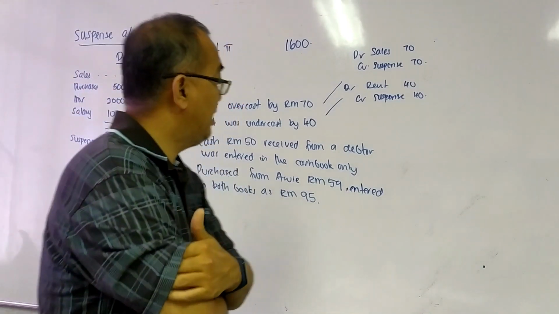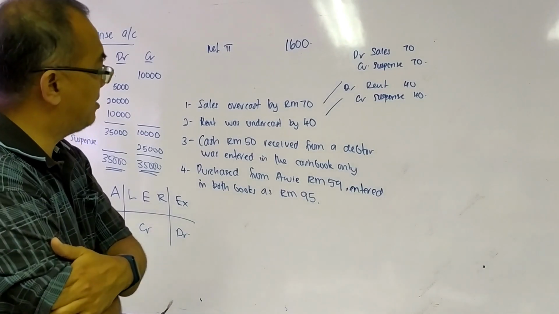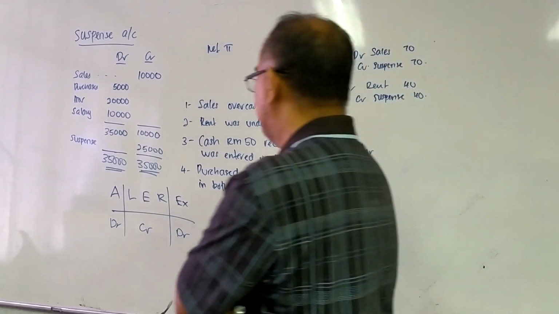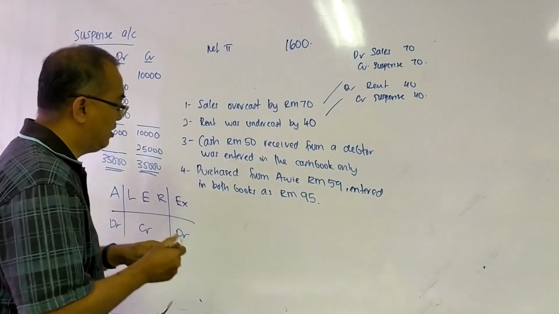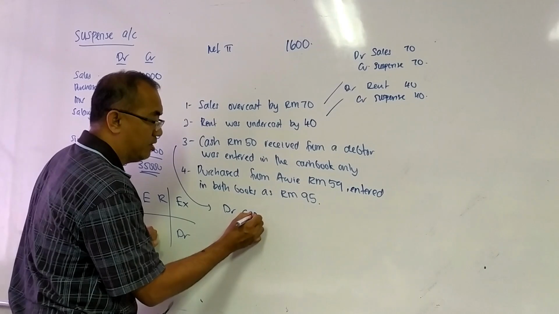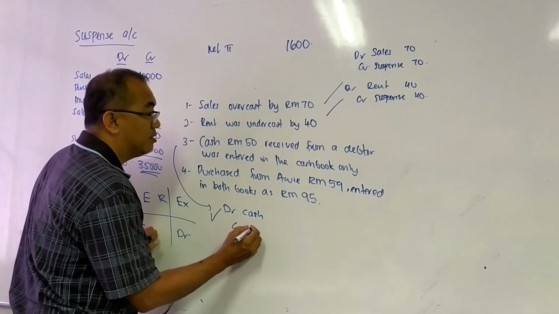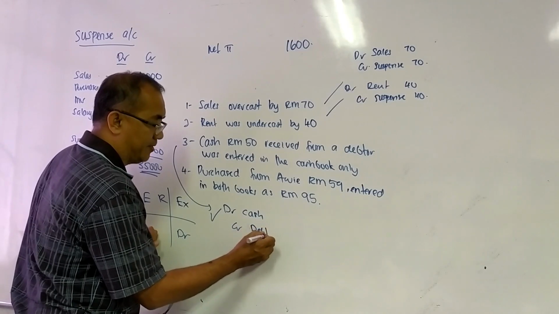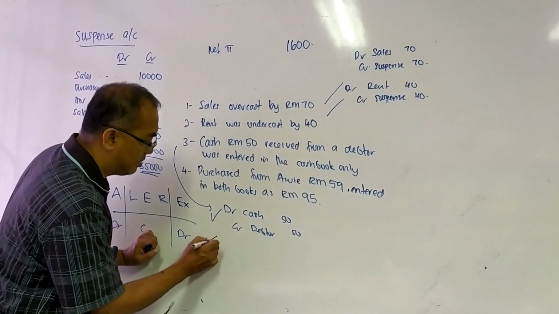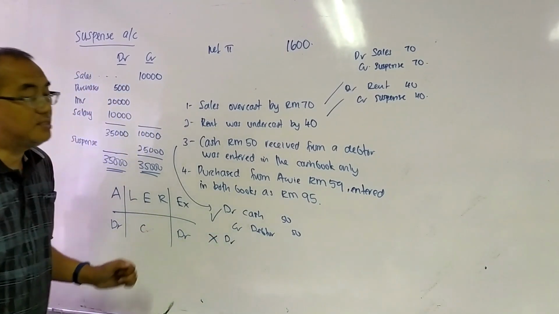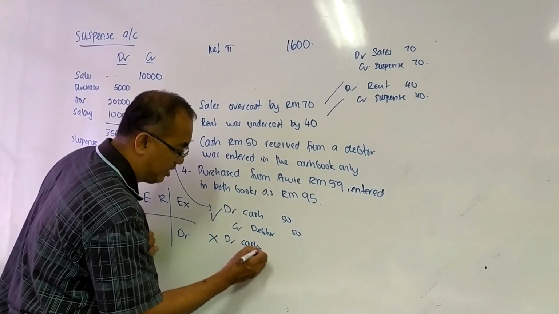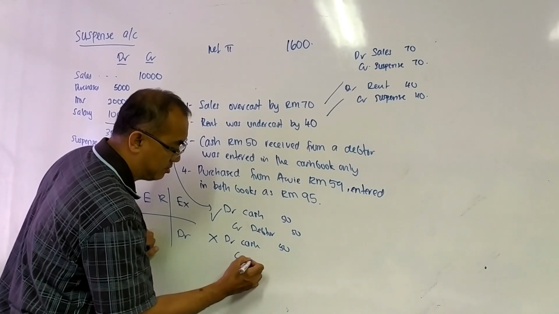Okay. Next: cash 50 received from a debtor was entered in the cash book only. You receive cash. It should be debit cash, and credit debtor. But it was entered in the cash book only. So debit cash 50, credit don't have.